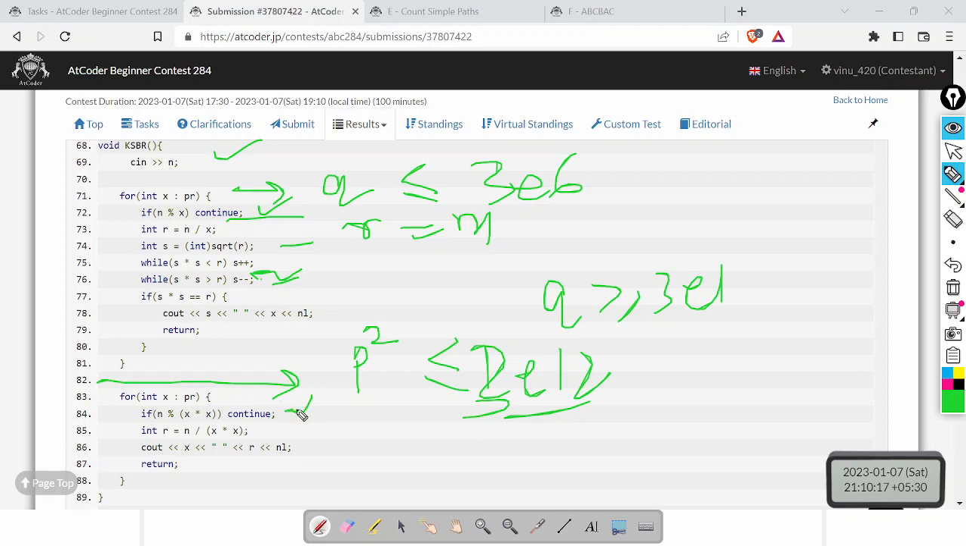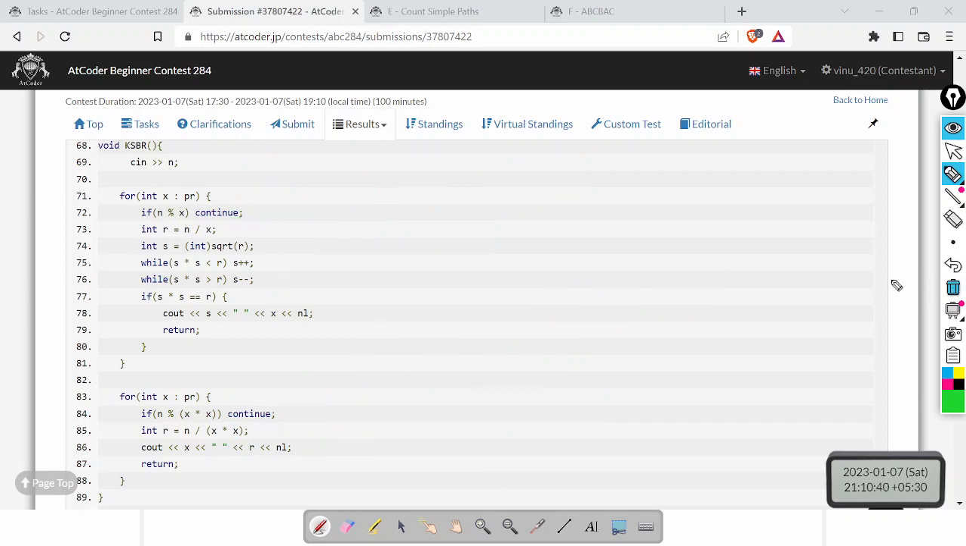So in this way we check if n is divisible by x times x, because we are iterating on p, not on p square. If n is divisible by p square, then the remaining part is n upon x times x. Obviously this will be divisible, since if this is a divisor, then the remaining part is also a divisor. We simply output x and r, and return from here. I hope you got the code.